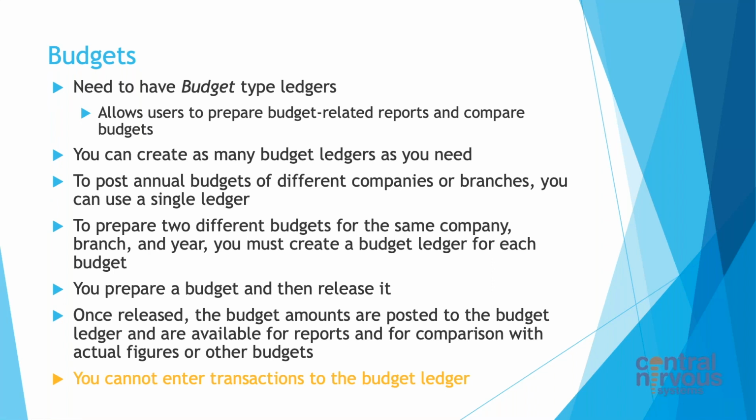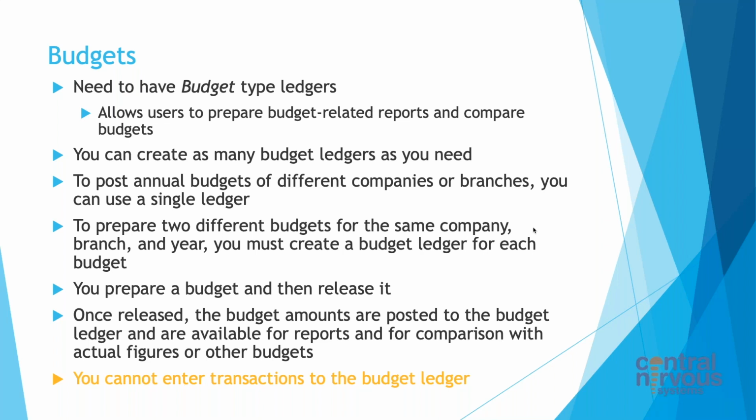Okay, so let's talk about the basis of budgets in Acumatica. You need to have a budget type ledger for your companies in order to have budgets. This ledger allows users to prepare budget-related reports and compare the budgets to each other. So it doesn't necessarily mean that you have only one budget. You may have multiple budgets. You can create as many budget ledgers as you need to post annual budgets of different companies or branches. You can use a single ledger. So it is based on what you post and the financial periods, as well as different companies. So you can all use the same budget ledger to do so.